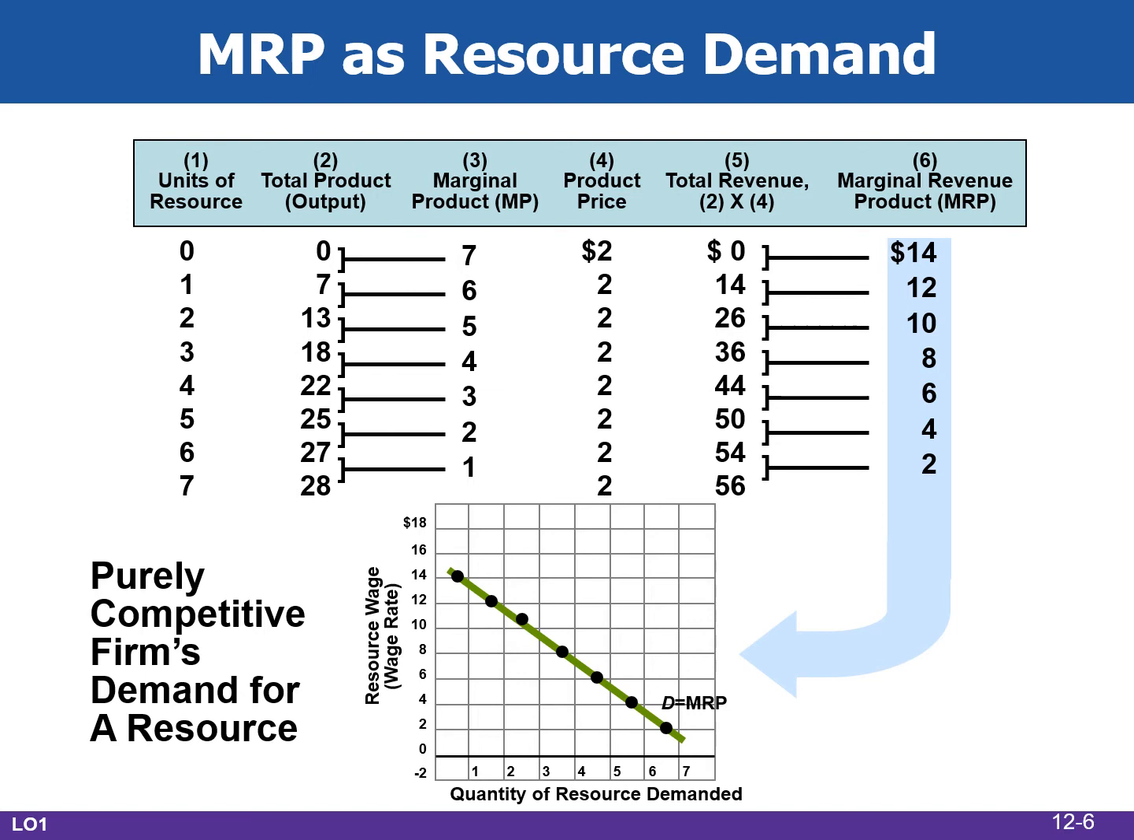If the firm hires the first worker, total production increases from 0 output to 7. Therefore, the marginal product associated with the first worker is 7. Total product increases by 7 when the firm hires 1 labor unit of resource. If the firm hires another worker, total product increases from 7 to 13. Therefore, the marginal product of the second worker is 6, the change in total product associated with the second worker.